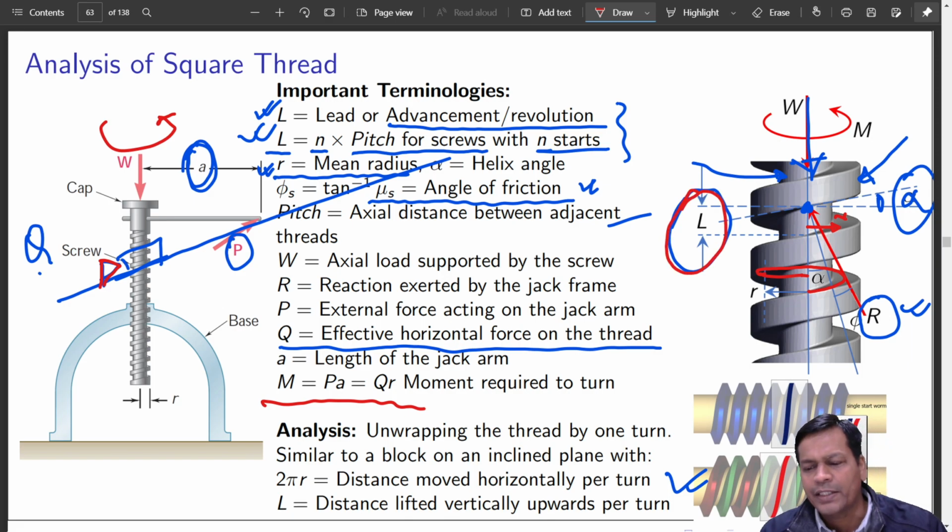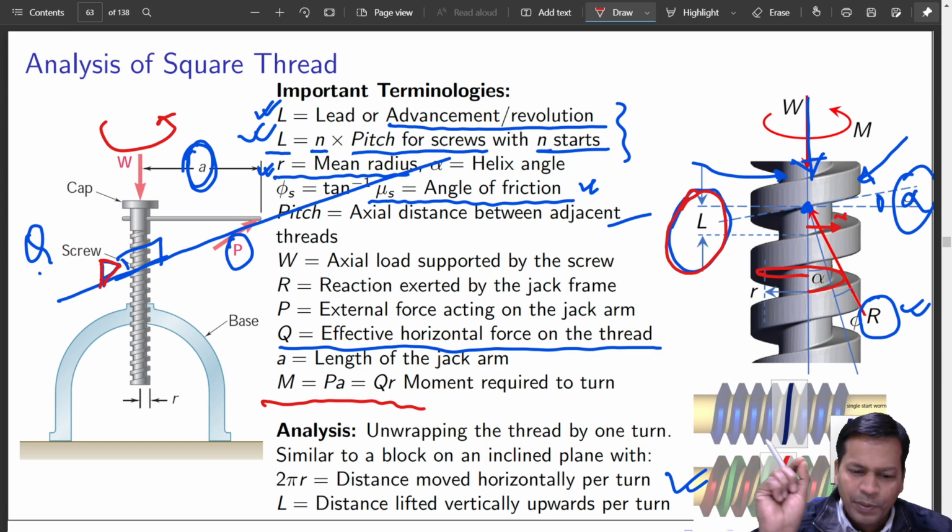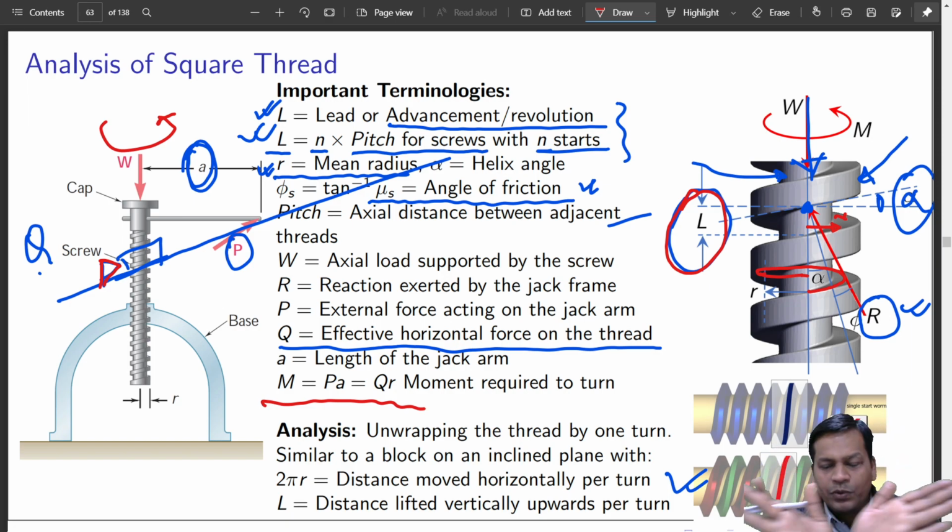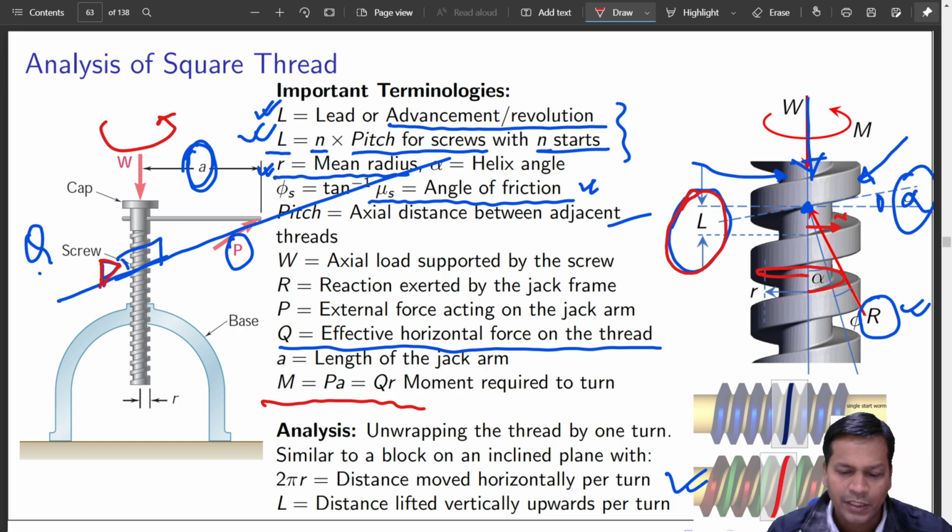Yes, it will be greater, but because the pitch is very small as compared to the radius, that is why that distance is almost 2 pi r. Okay, so pitch is very small as compared to the radius. Most of the time you can see that anywhere. Okay, so that is why.